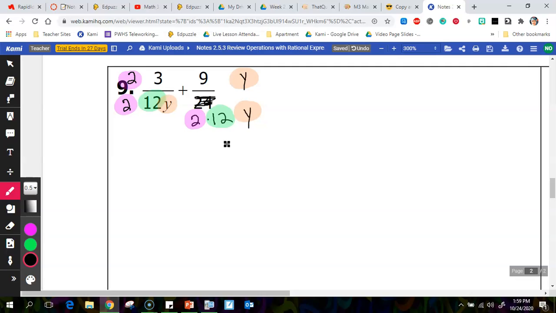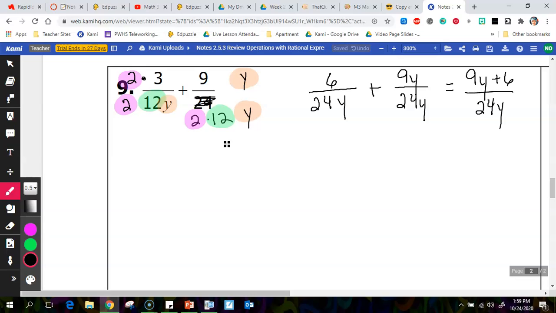Now let's rewrite this whole thing. So 2 times 3 is 6. And that's over, and we can write 24y here. And then plus 9 times y is 9y, and that is also over 24y. So now I can combine those, 9y plus 6 over 24y. I'm not quite done though.